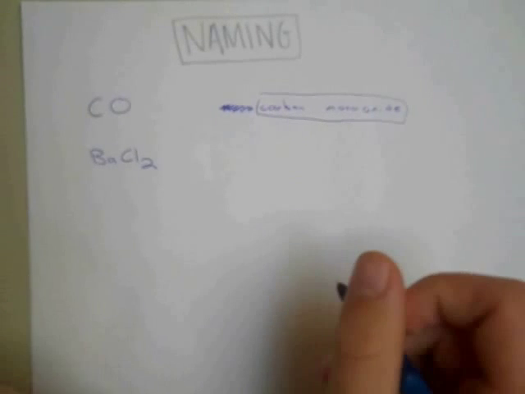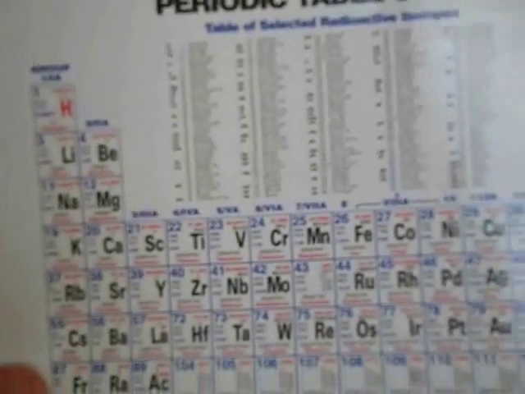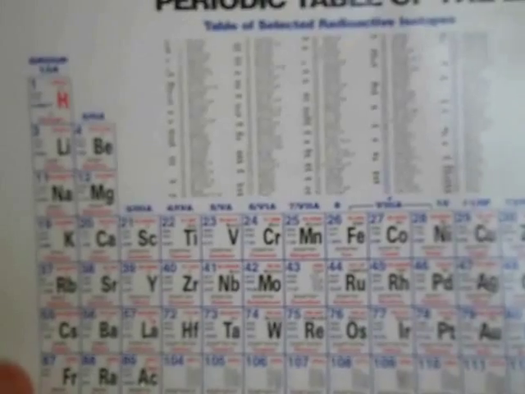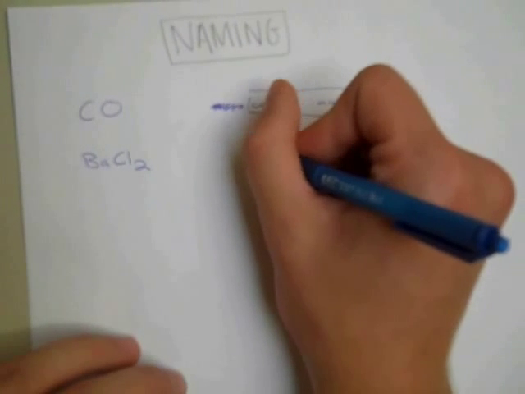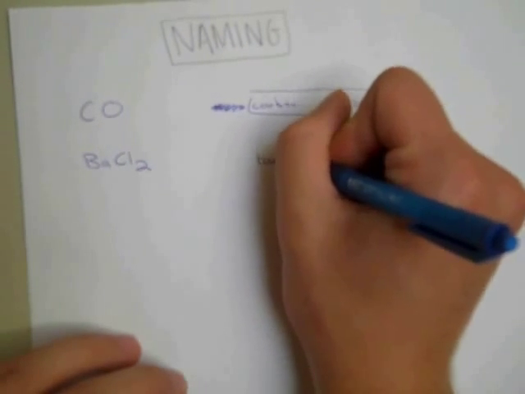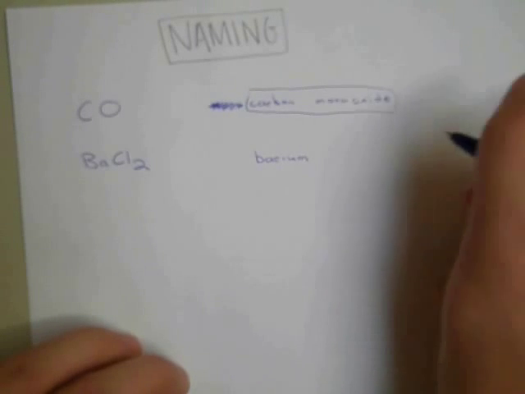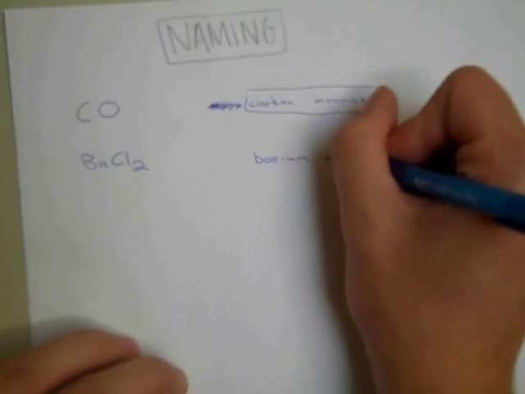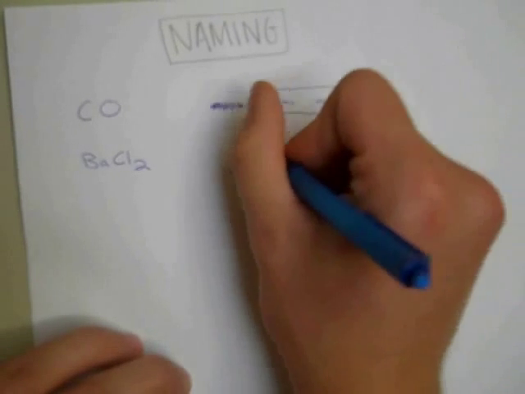Our second one is going to be BaCl2. Now, when you look at your periodic table, you'll notice that Ba is barium, which is a metal, and chlorine is a nonmetal. So what you're going to do to name this one is, first off, you're just going to name your metal, barium, and then all you have to do is name the nonmetal with an IDE ending, which will be chloride. And that is your answer.